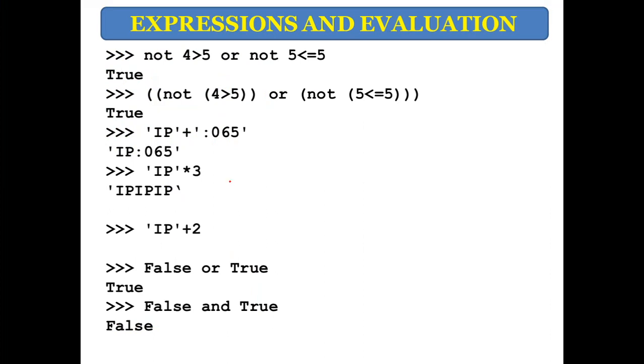Now the expression: not 4 greater than 5 or not 5 less than equal to 5. That means not is higher priority than or. First not will be calculated, then the other not, then ORing will be done. Here, not 4 greater than 5: 4 greater than 5 is what? It is false. Not false means true. And 5 less than equal to 5 is true, because it is not less than, but equal to 5. True or true. If both sides are true, the result is true.